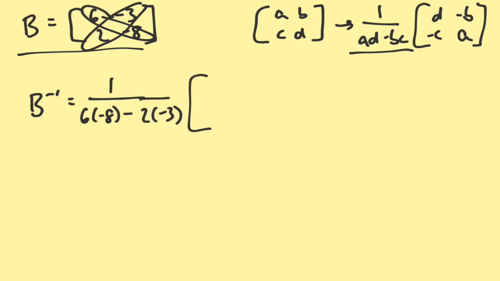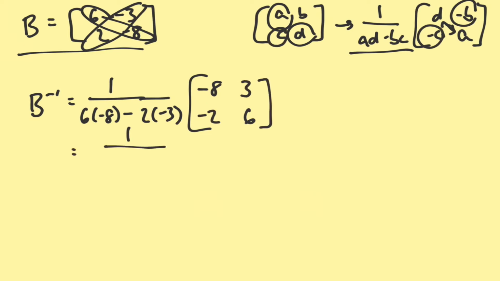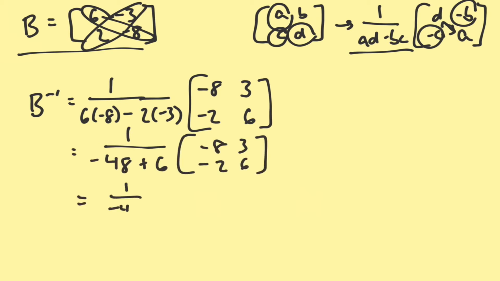And then your matrix, A and D flip. So that's negative 8 and that's 6. Negative B, so B stays where it is but changes sign. And negative C, so C stays where it is but changes sign. So that's negative 48 plus 6, and that's 1 over negative 42.